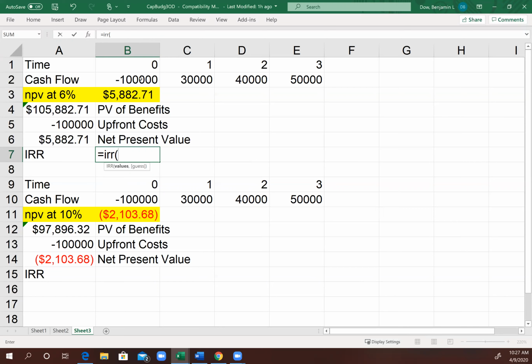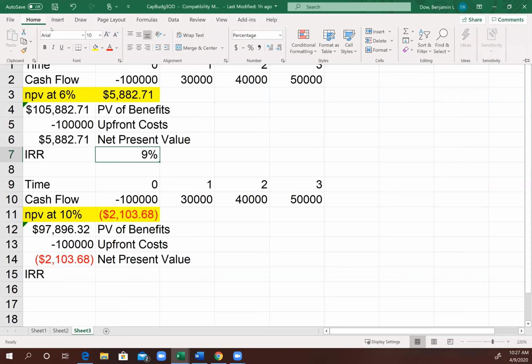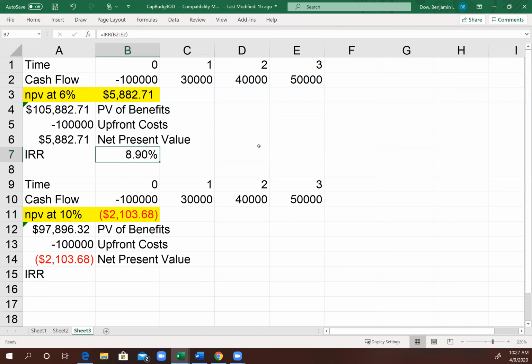We could go back in and use our calculator and find the internal rate of return, or we can use Excel. We type in equals IRR, and here you're typing in your cash flows. I just highlighted from B2 to E3. You do all of them, close the parentheses, and I can see here that at about 8.9%, the project would break even.